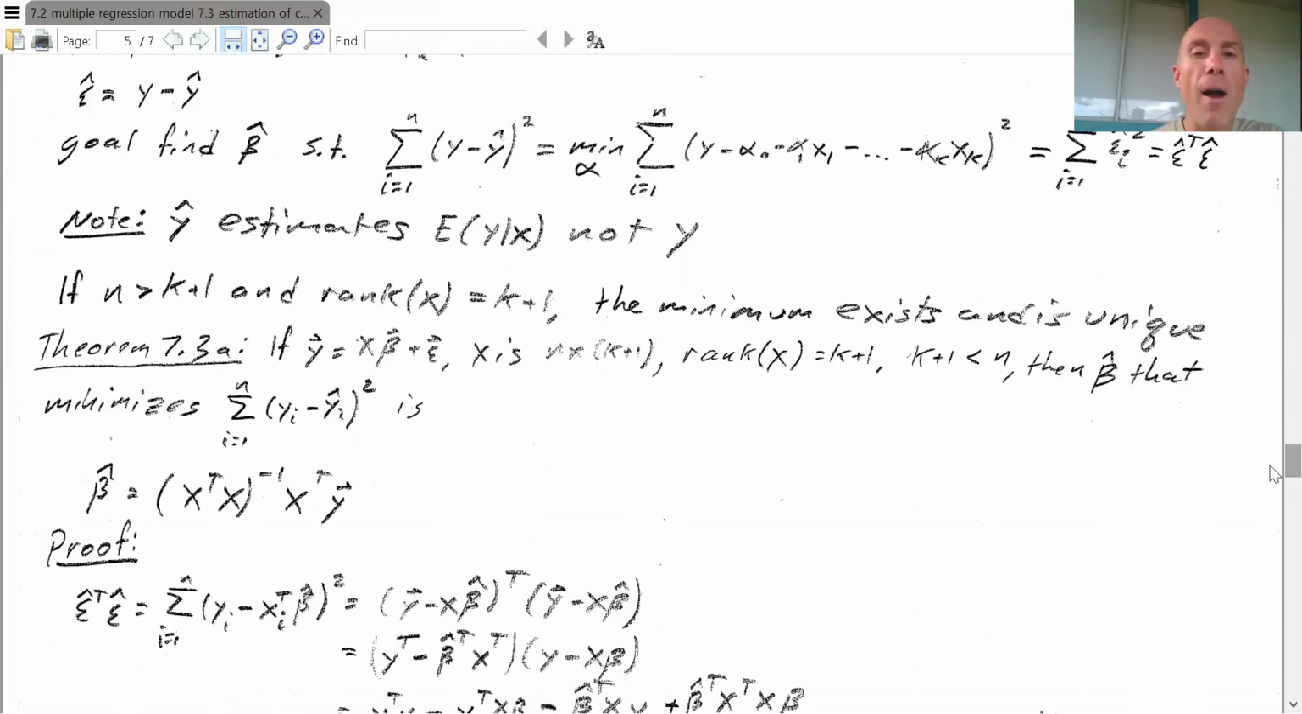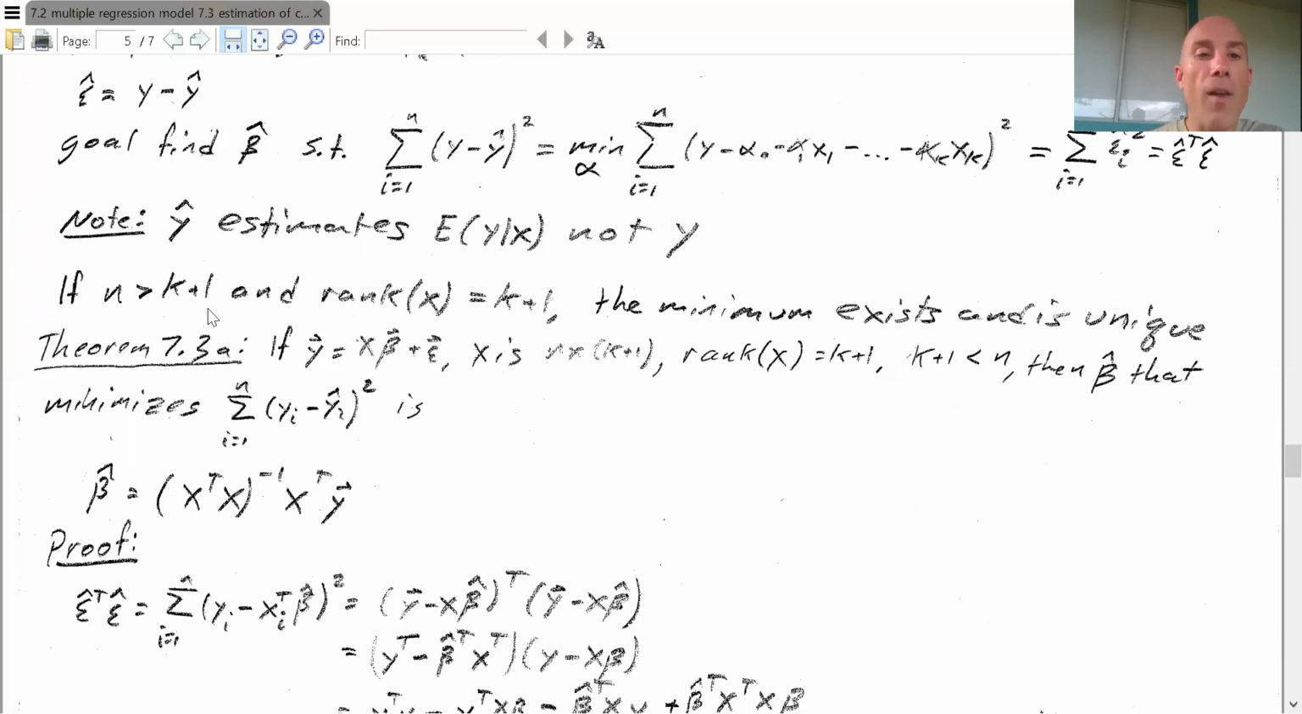Now, something to always be mindful of is that our model value is estimating the expected value of y given x. It's not actually estimating y, because y is observed at that point. Something important to always remember is that I need to have a full rank matrix. When I say full rank, I mean I have more observations than I have parameters, the coefficients, to fit.